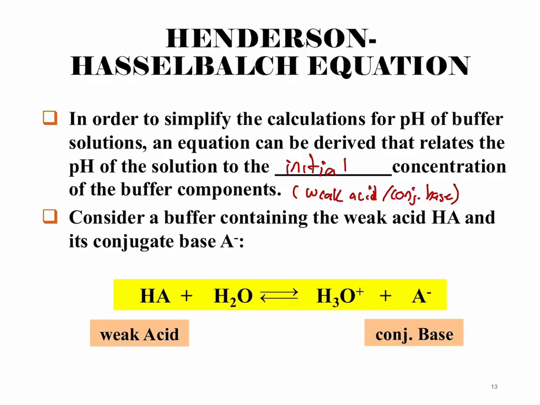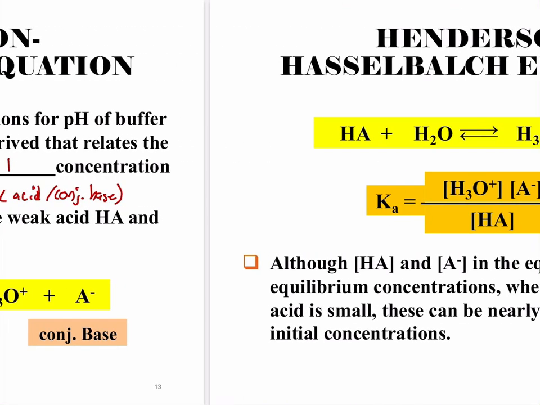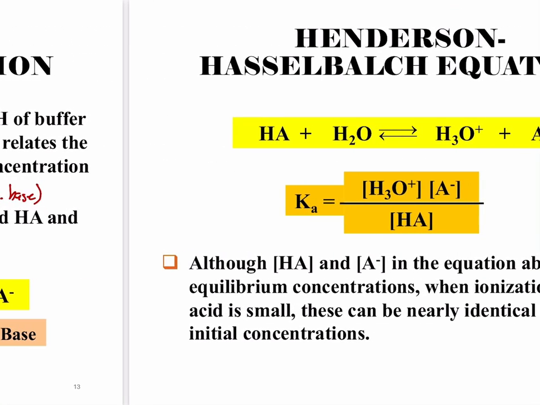So if we have a weak acid buffer system, give you guys a second to finish writing. If we have a weak acid buffer system, then we know the equilibrium constant is equal just to the ratio of the aqueous species, right, of the products over the reactants.